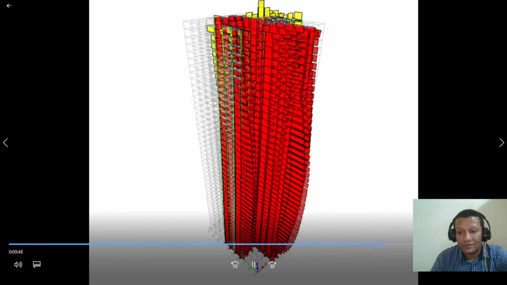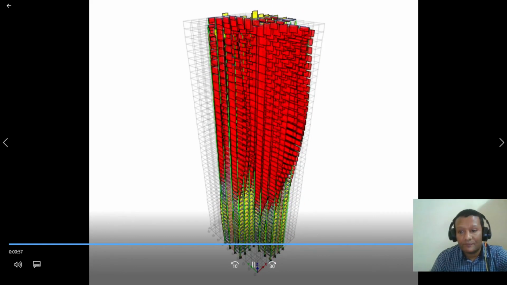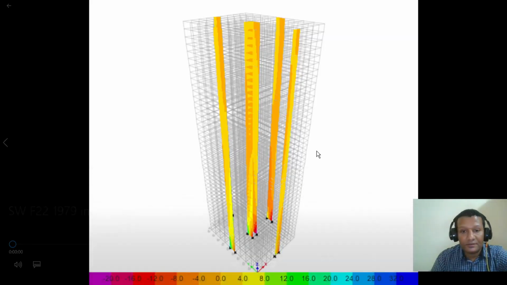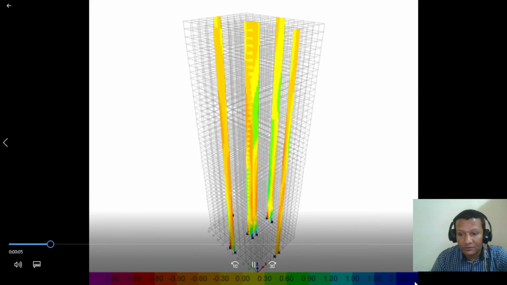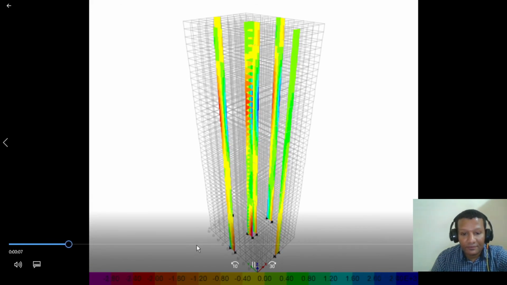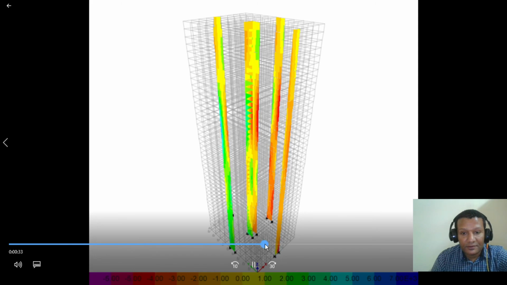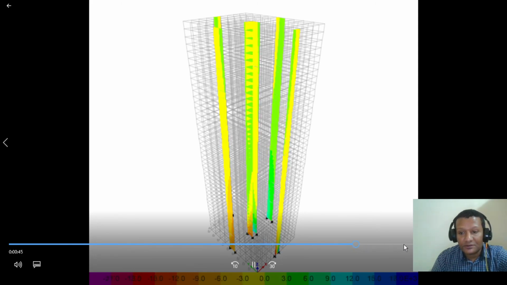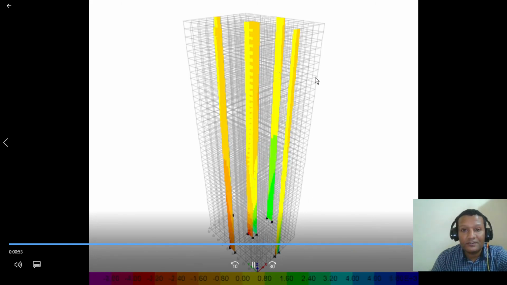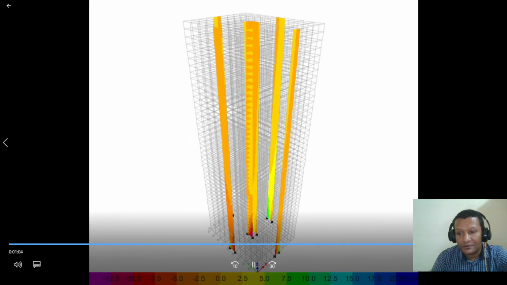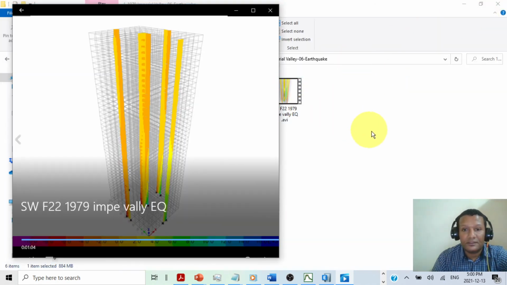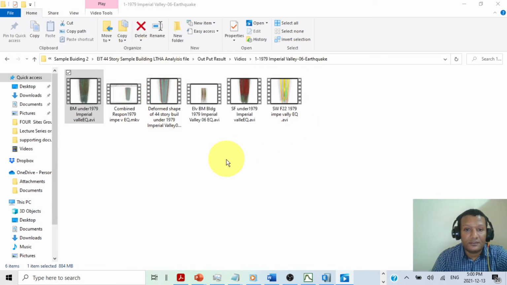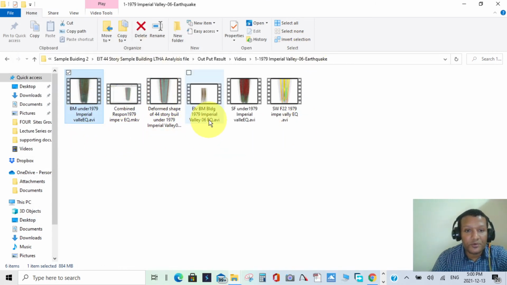Just to save time. This is for the shear wall. As you can see, the contour is also varying. Lateral earthquake resistance systems, whatever you have, you can see like this. And yes, this is for the 44-story building.